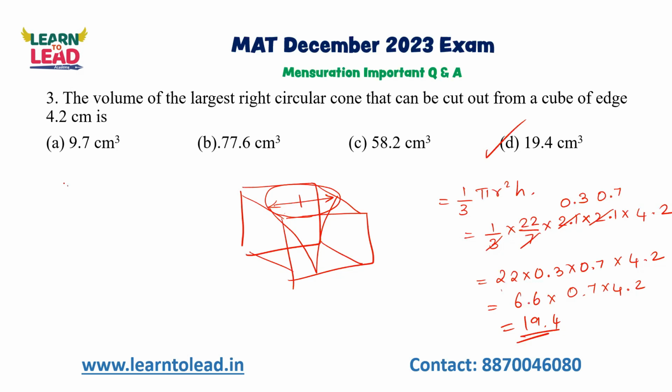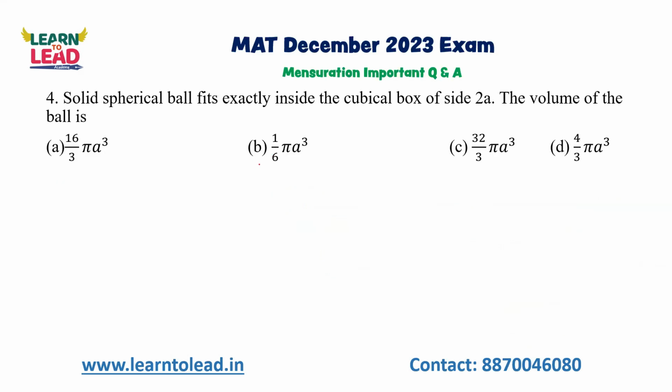Okay, now. A solid spherical ball fits exactly inside a cubical box of side 2A. The volume of the ball is? Okay, so the volume of the sphere is 1 by 3 pi r cube. And if the side is 2A, the radius will be A. So 1 by 3 pi A cube. Sorry, 4 by 3 pi r cube is your volume. So 4 by 3 pi A cube is your answer. Option B is your answer.